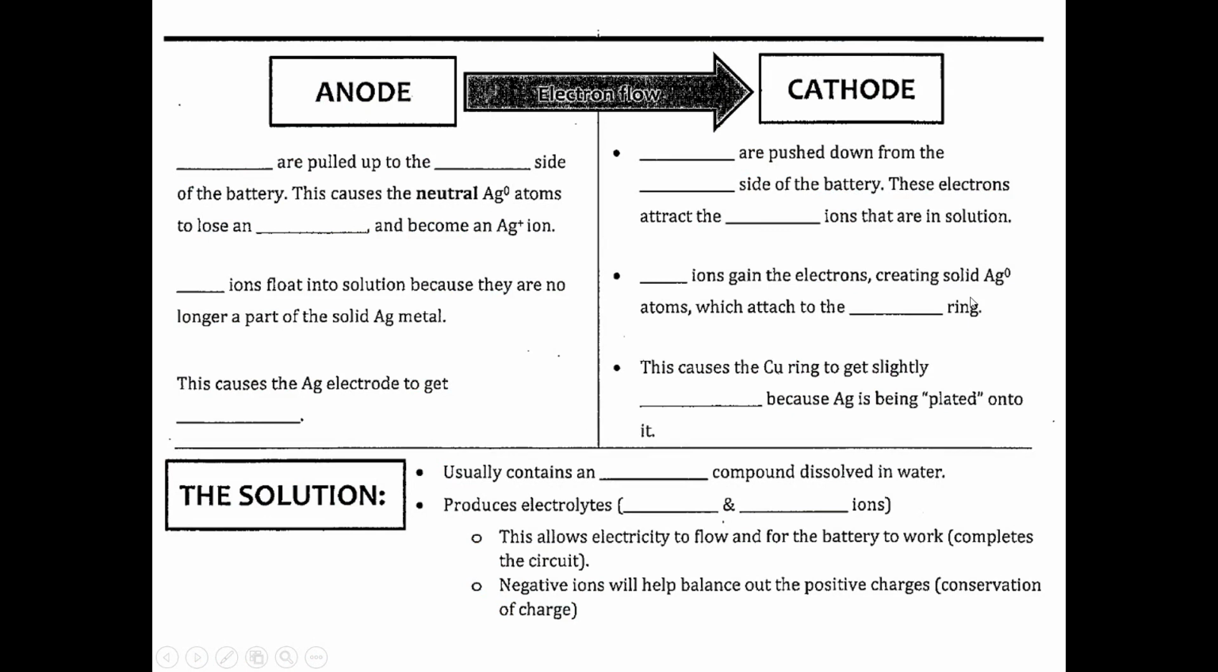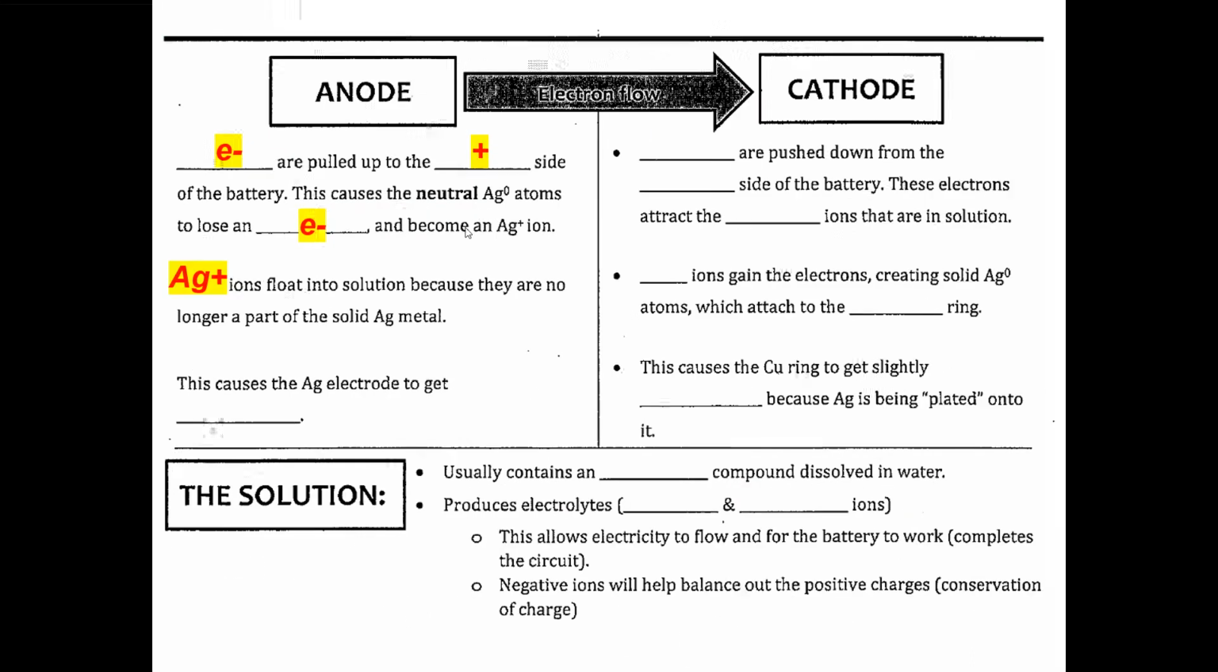All right, let's fill out the inside of the chart. On the anode side, electrons are pulled up the positive side of the battery, and when those electrons are lost, it causes the neutral silver atoms to become silver ions. Those Ag+ ions float into solution because they're no longer a part of the solid Ag metal. So over on the cathode side, electrons are pushed down through the wire from the negative side of the battery. Those electrons attach to the Ag+ ions that are in solution. The Ag+ ions gain the electrons, creating solid Ag0 atoms, which attach to the copper ring.